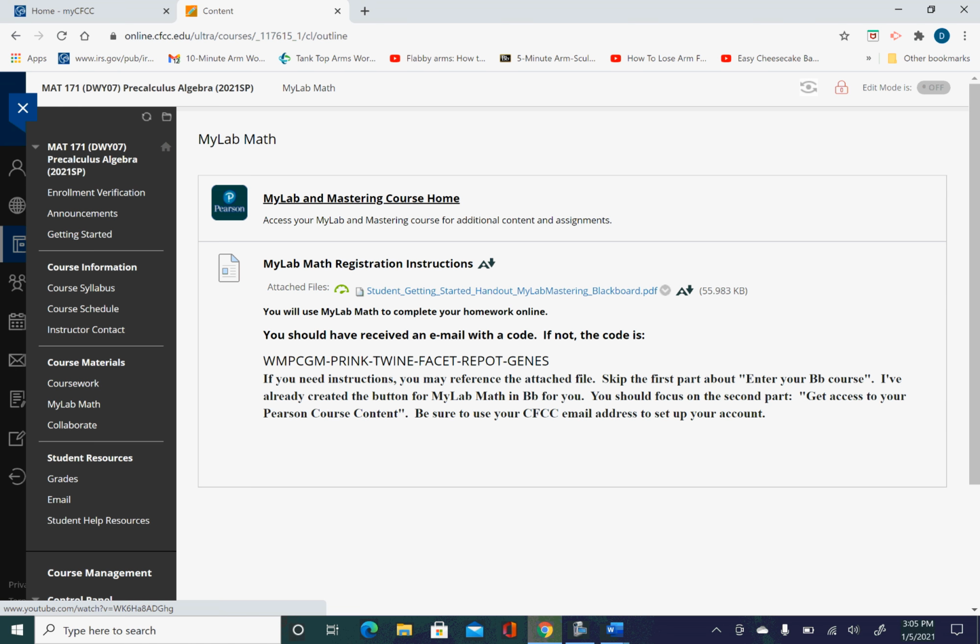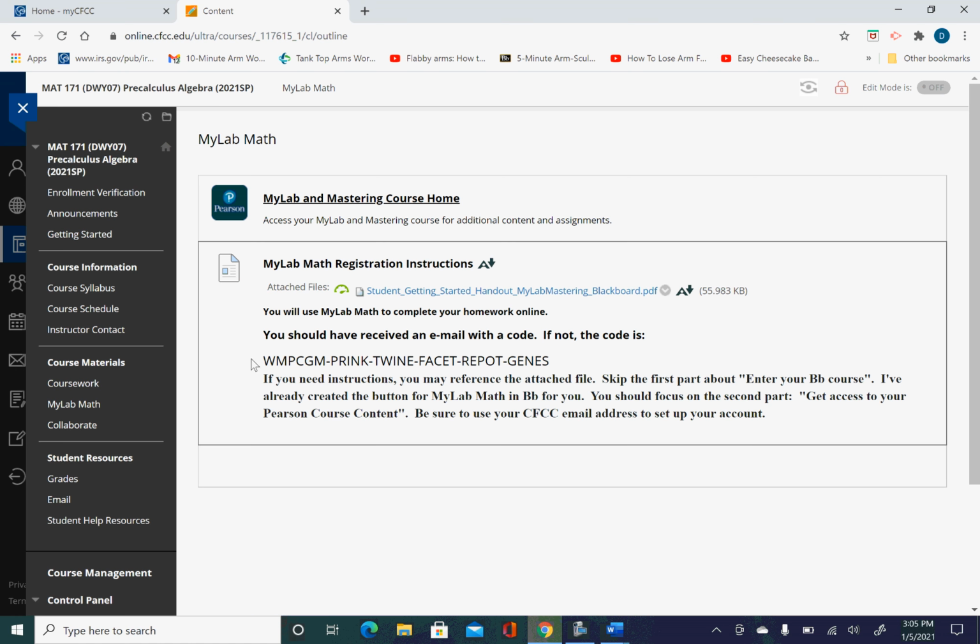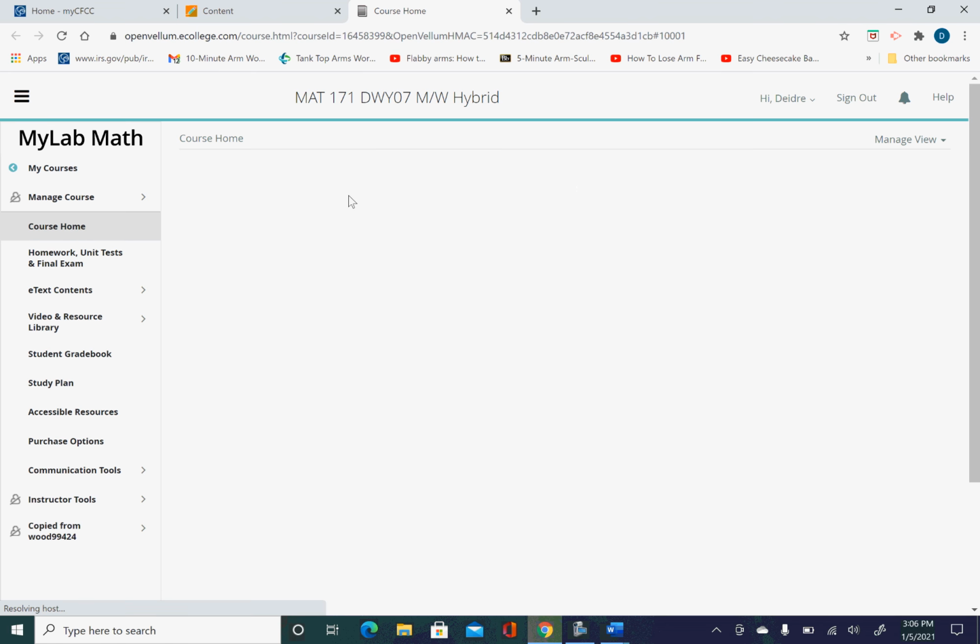Down below, like I said before, you should have been emailed the access code in order to get into My Lab Math. But if, for whatever reason, you haven't gotten that code or misplaced it, this is the code that you need, this WMP and so on. That's the code that you would need. You will click directly on this link here, and that will take you directly to My Lab Math.